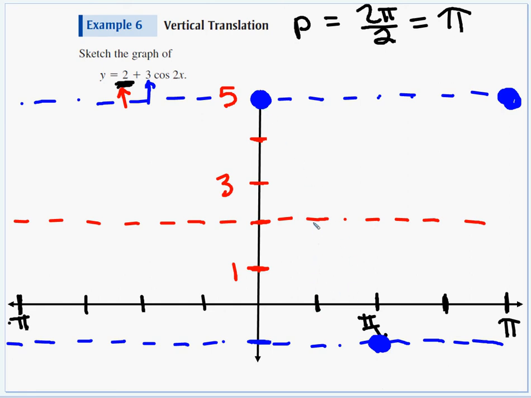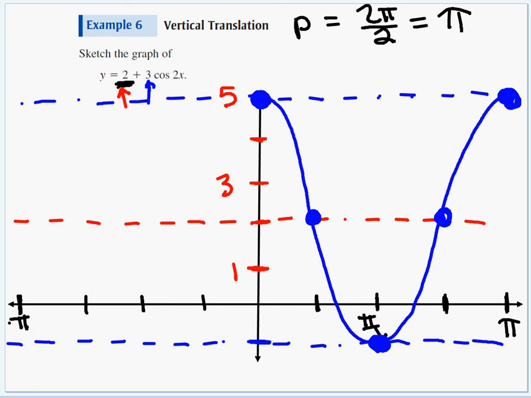Right here at quarter pi, we're going to cross this baseline, y equals 2. Same thing here at 3/4, cross that dotted red baseline. And if I draw in my cos wave, nice smooth flowing curves, there we go. Now let's do one to the left of the y-axis. Again, this positive cos begins and ends on a peak.